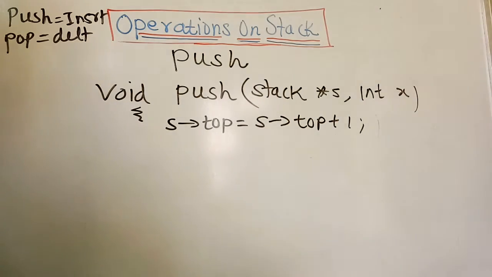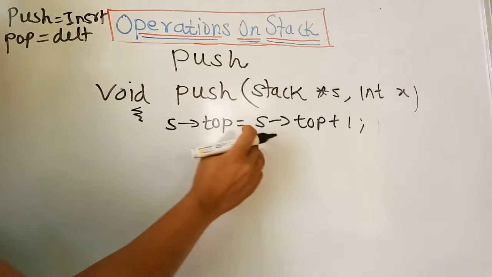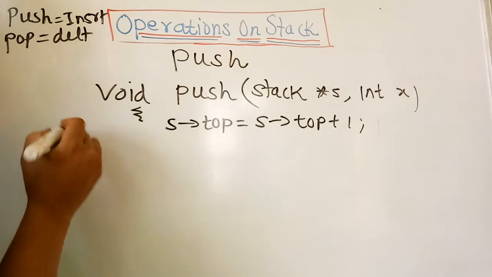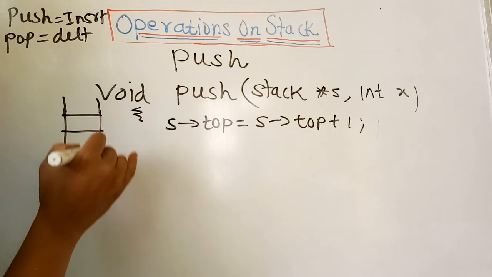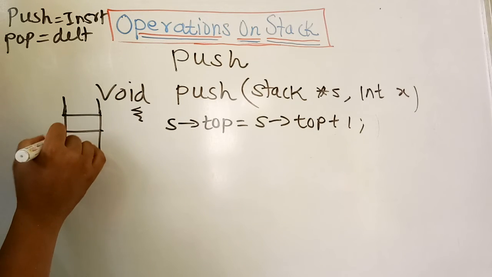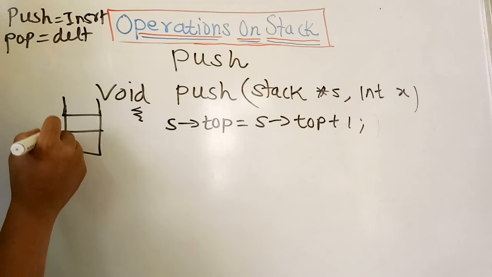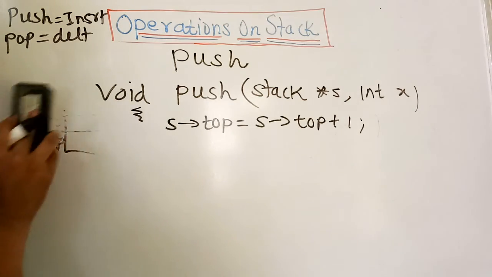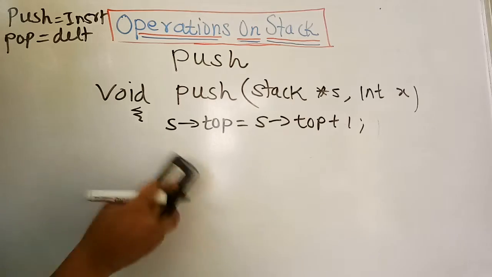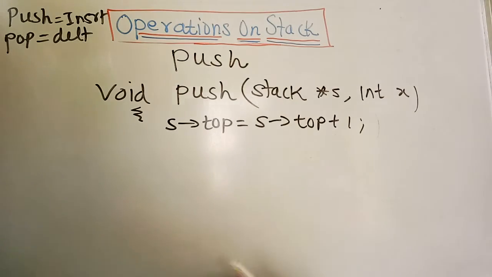In the push function, we have seen these things. Now we have to only apply it here: s pointer top equals s pointer top plus 1. What is the actual demonstration of it? If top is here, after performing this operation, top will be shifted to here. It means it will be at a position where it has to accept the data to insert into the stack.